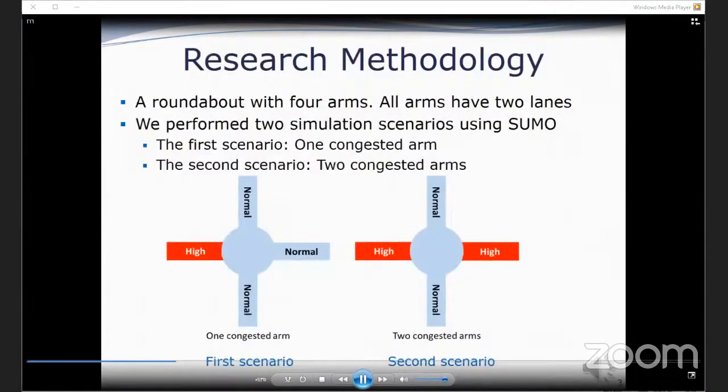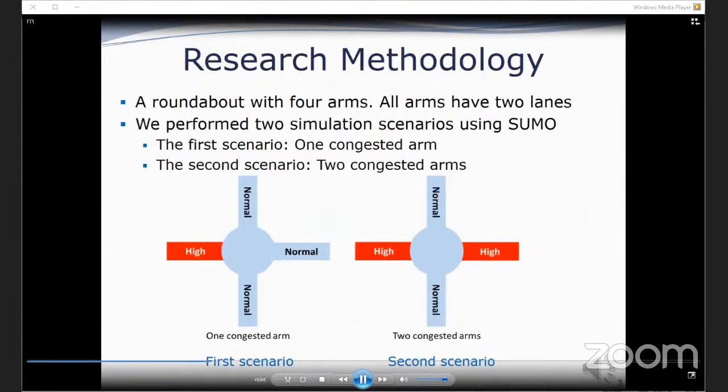To evaluate the effect of speed control on the performance of roundabouts, we performed two simulation scenarios using SUMO. We used a roundabout with four arms that connects four incoming and four outgoing flow directions for both scenarios. In this work, we used NetEdit 1.9.2 to create the traffic network with its routes.